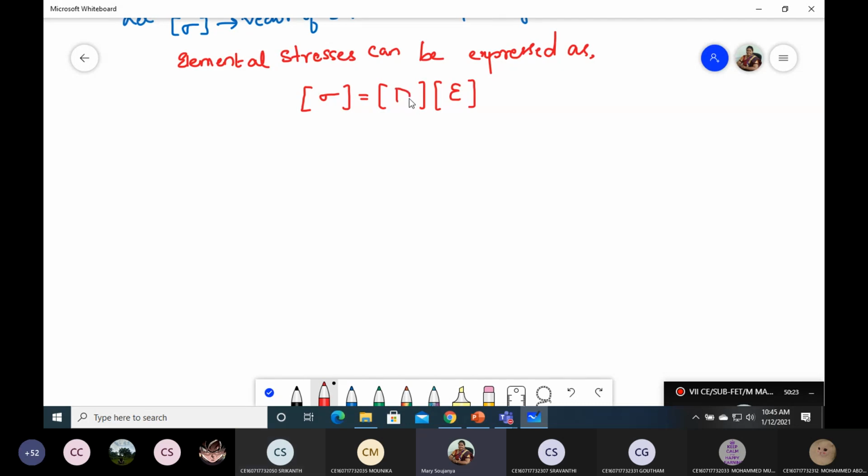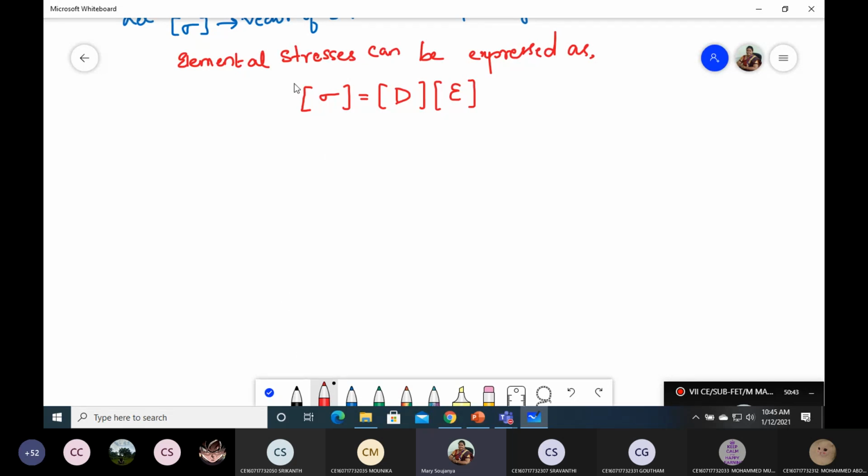It is D matrix, the relative constitutive matrix. Remember this? Relative constitutive matrix D. That is the relation between stress and strain. You have to go back to unit 2 if you don't remember this. Alright, we have solved it.